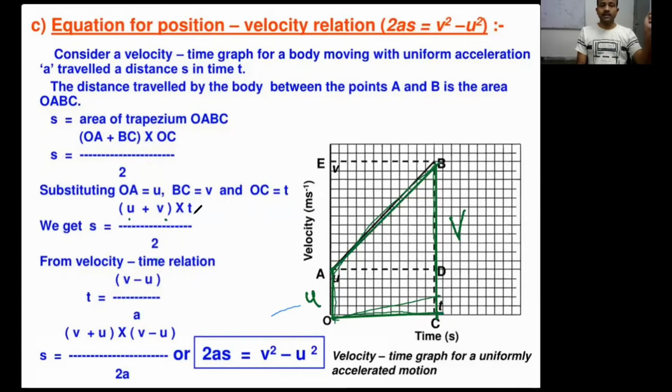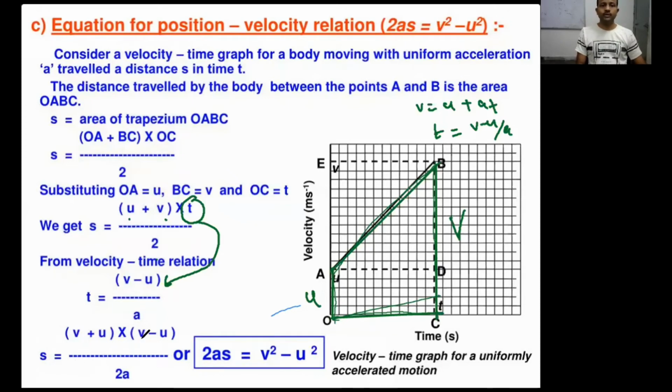From the velocity time relation, we have V equal to U plus AT, right? So from this line, we can say that T equal to V minus U by A. In the place of T, we substitute the value V minus U by A. When you do this, what will you get here?